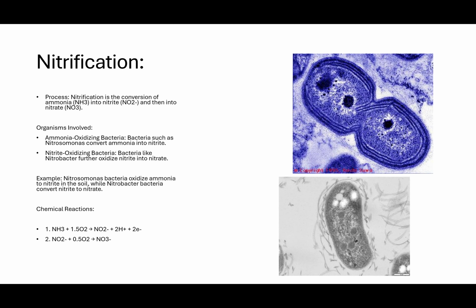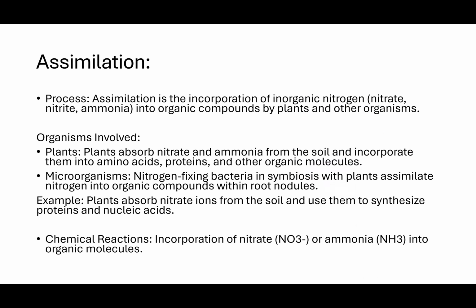Yes, sir. Lovely. Assimilation now. The process of assimilation speaks to the incorporation of inorganic nitrogen in the form of nitrates, nitrites, and ammonia into organic compounds by plants and other organisms. So the plants will absorb nitrates and ammonia from the soil and incorporate them into their amino acids, proteins, and other organic molecules, while nitrogen bacteria in symbiosis with plants will assimilate nitrogen into organic compounds within the root nodules.